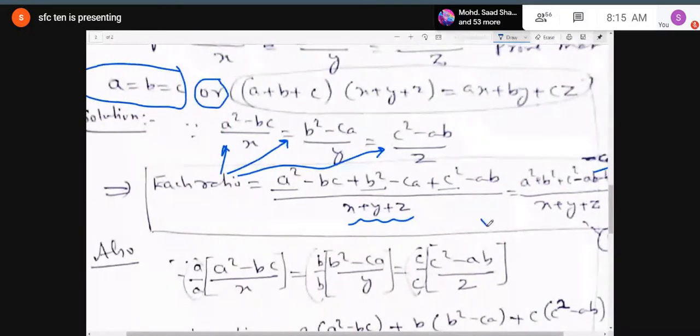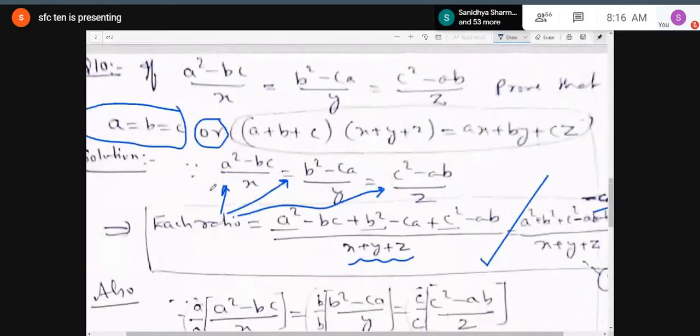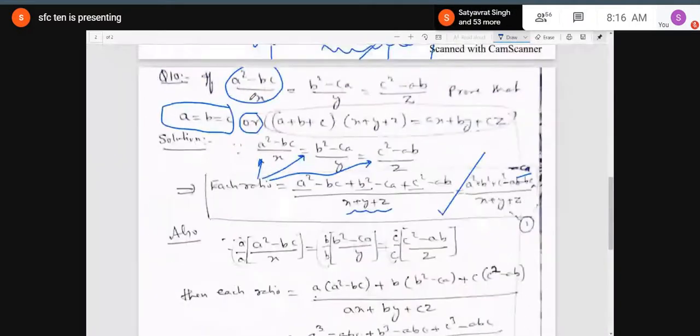Now again the same ratios I have taken. What was the ratio? (a square minus bc) upon x is equal to (b square minus ca) upon y is equal to (c square minus ab) upon z. Now over here, I have multiplied the first ratio, both numerator and denominator, by a. Second ratio, I have multiplied both numerator and denominator by b. So it will not make any difference on the ratios, because if you are multiplying and dividing by the same quantity, it will not make any difference. And similarly, the third ratio by c upon c.